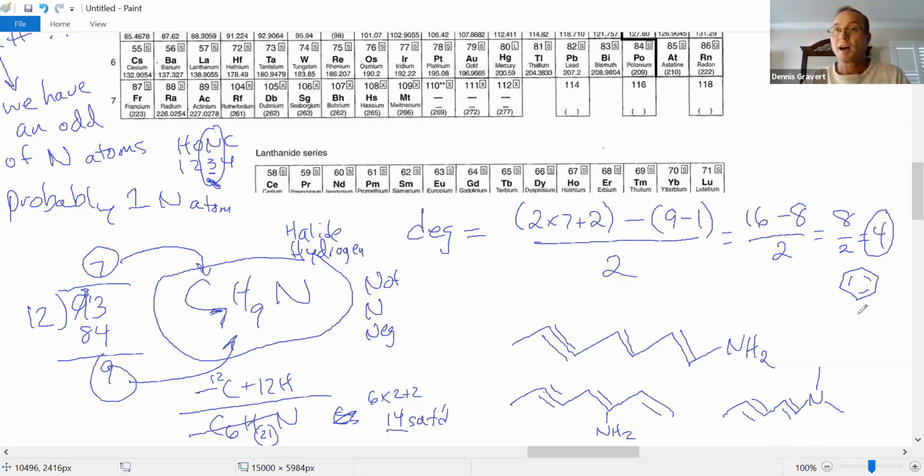There's a structure that works. What if you like the benzene? Well, just stick on the nitrogen then. And there's 6 carbons, put on a methyl group. There we go, there's 7 carbons now. There should be 9 hydrogens. You can also put the carbon and the nitrogen together.